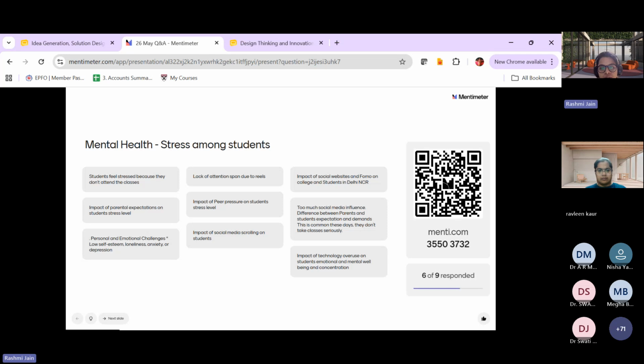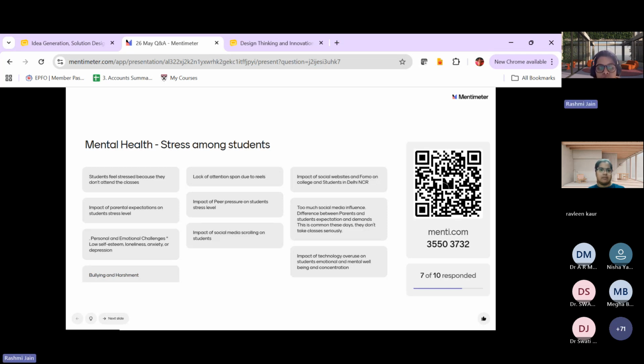Impact of technology overuse on students' emotional and mental well-being and concentration. That's a good way to write that. Technology overuse is the underlying word here: how overusage of technology by students is impacting their emotional and mental well-being and their concentration level.